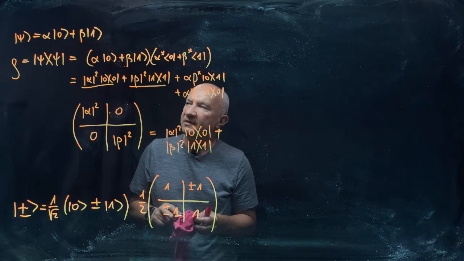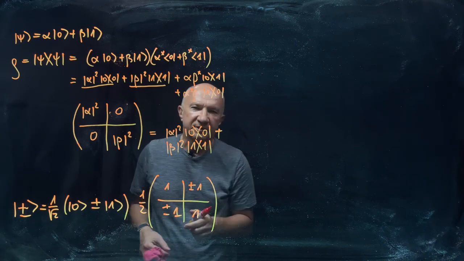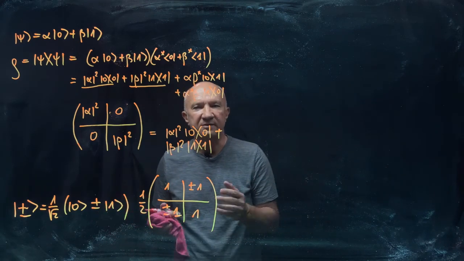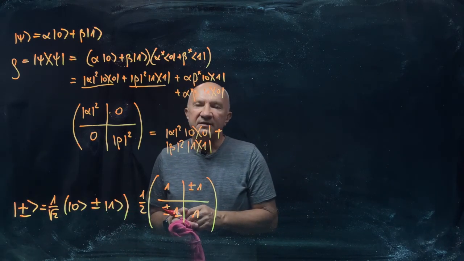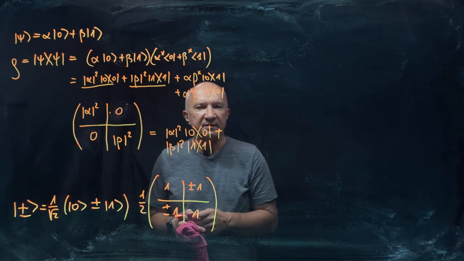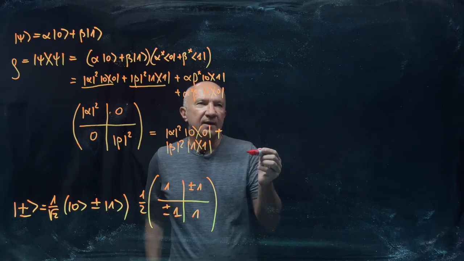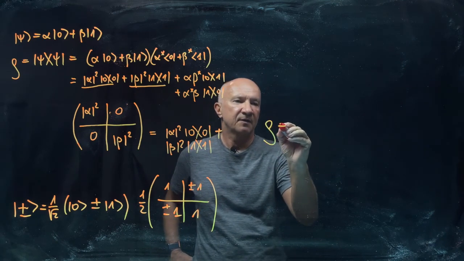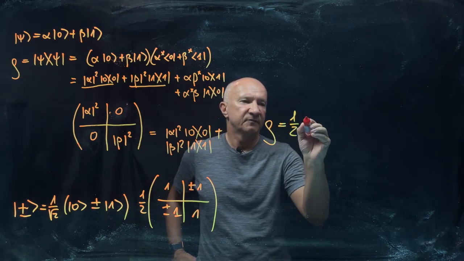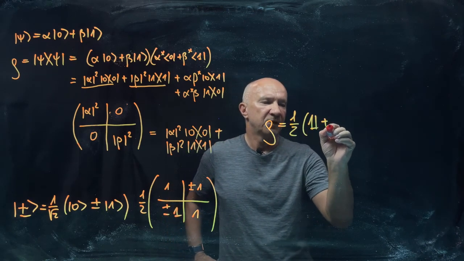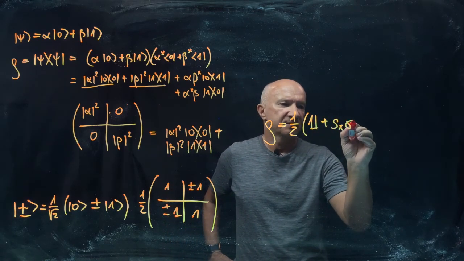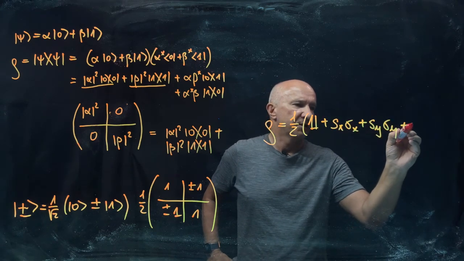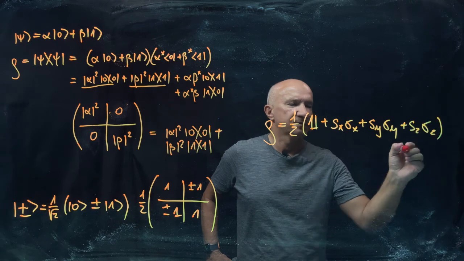Now, given that any 2x2 matrix can be decomposed in terms of the Pauli basis, there is a very convenient way of parametrizing a density operator on a qubit. Any density operator rho can be written as half of 1 plus Sx sigma x plus Sy sigma y plus Sz sigma z.